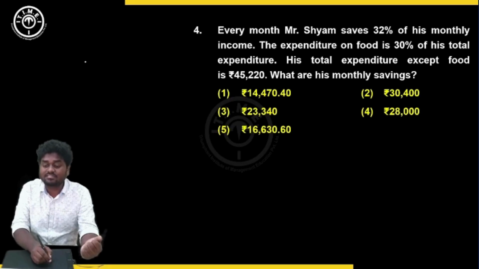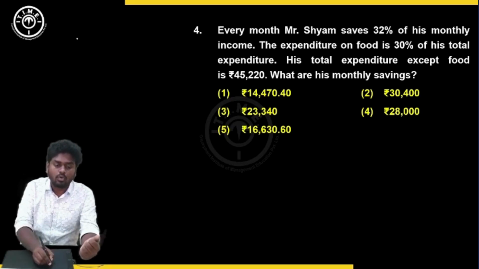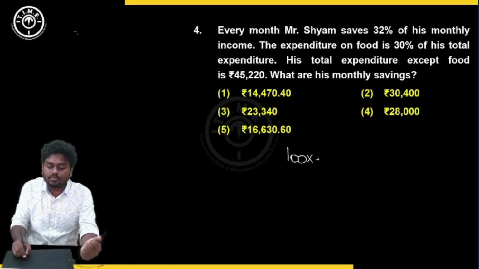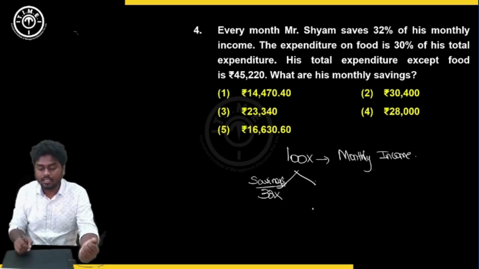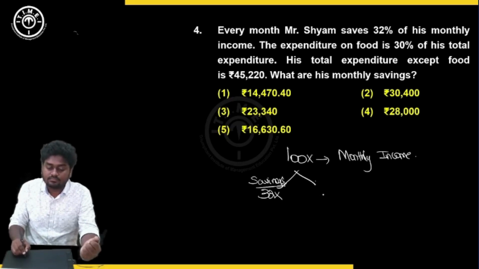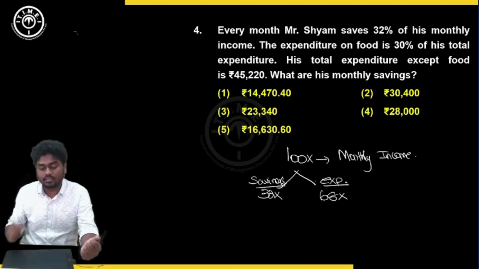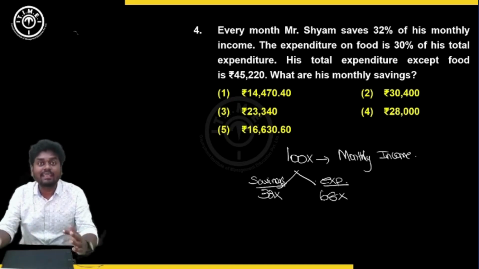Every month he saves 32% of his monthly income. So let me assume 100x to be the monthly income. If I assume 100x to be the monthly income, he saves 32%, so obviously 32x will go for savings, correct? And the remaining, that is 68x, will go for expenditure, correct?